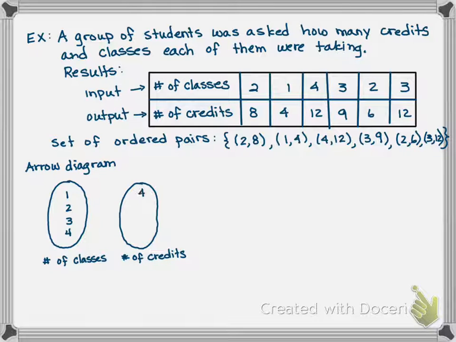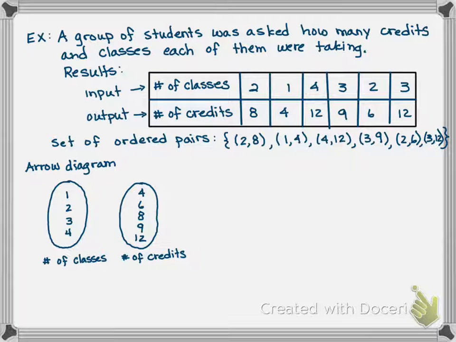So 4, 6, 8, 9, and 12. The fact that I put those in order, numerically, is just because I'm a little bit neurotic. They don't have to be in any specific order inside those ovals. You just have to list them all. And so then we're going to use arrows to show the correspondence.